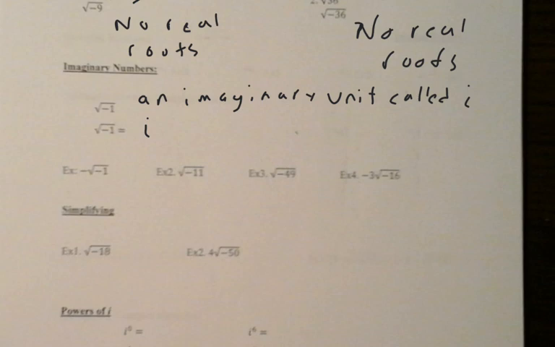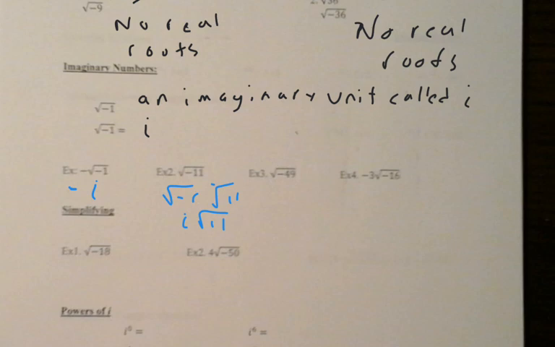Alright, so let's take a look at some examples. We have negative the square root of negative 1. So carry down that negative. We just learned that the square root of negative 1 is i, so negative square root of negative 1 is negative i. Look at number 2, the square root of negative 11. You can rewrite this as the square root of negative 1 times the square root of 11. We know the square root of negative 1 is i, and we can't do anything with the square root of 11, so you get i radical 11.